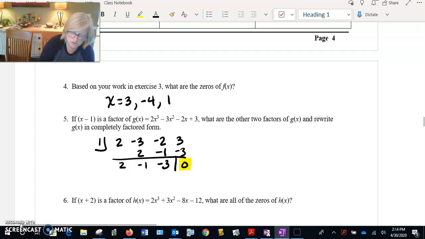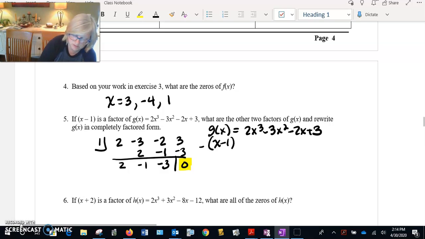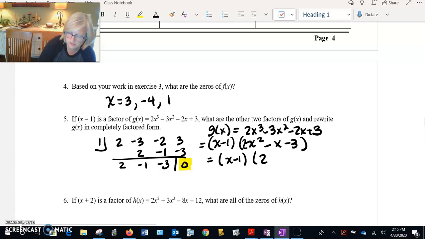So again, once you get it to a quadratic, we're golden at that point. So g of x, which was 2x cubed minus 3x squared minus 2x plus 3, is exactly the same as x minus 1 times 2x squared minus x minus 3. And at that point, we can go ahead and factor, just using good old guess and check.